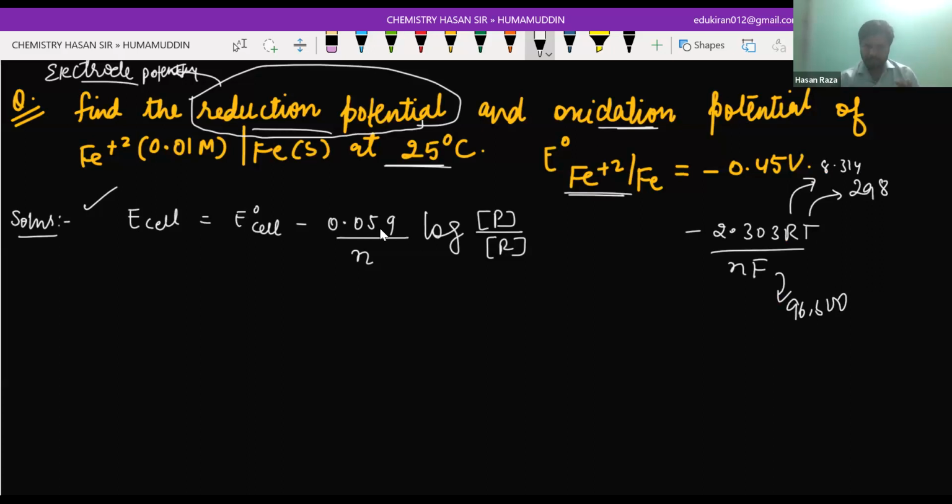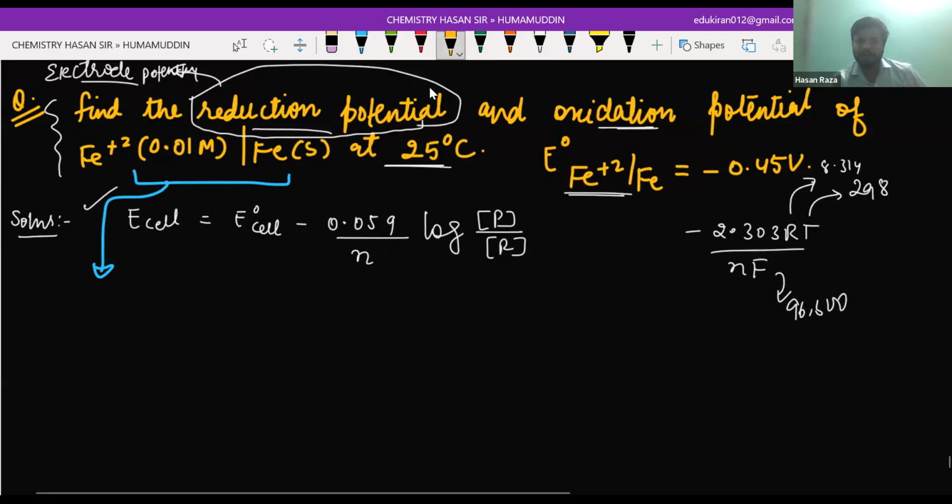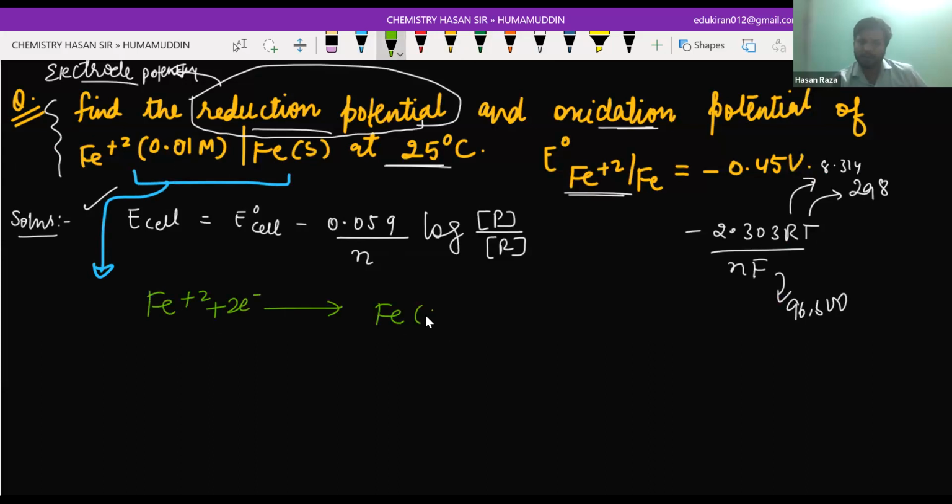Yes, sir. Now, you cannot see the reactant and product in the reaction, but there is a hint, that is the representation. From the representation, you can easily write a reaction. Fe plus 2, you can see it's going into Fe. That means it gained 2 electrons to convert itself into Fe. Yes or no? Yes, sir. Now, this is your reactant and this is your product.